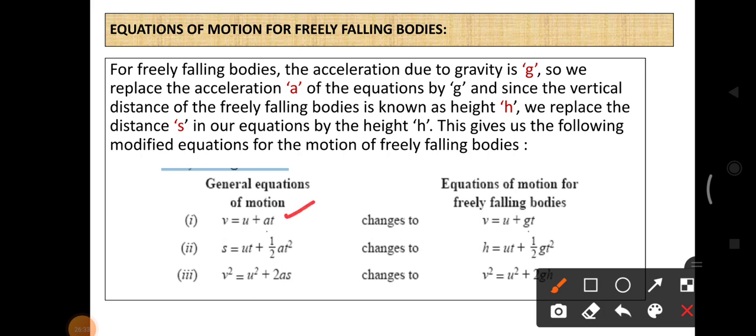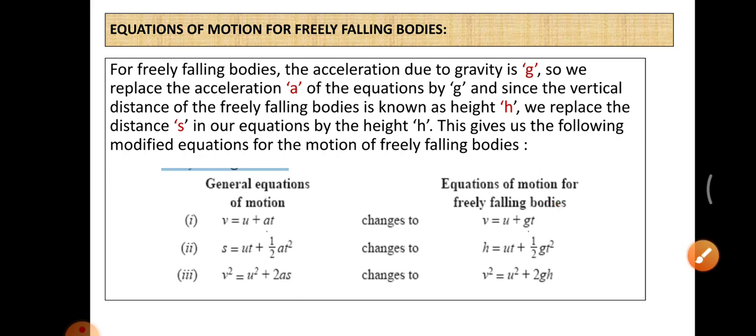See, in the equation v equal to u plus at, instead of a you have to write g: v equal to u plus gt. In the second equation, s equal to ut plus half at square, instead of s you have to write h, and instead of a, you have to write g. In the third equation, v squared equal to u square plus 2as, instead of s you have to write h, and instead of a you have to write g. See, v squared equal to u square plus 2gh.